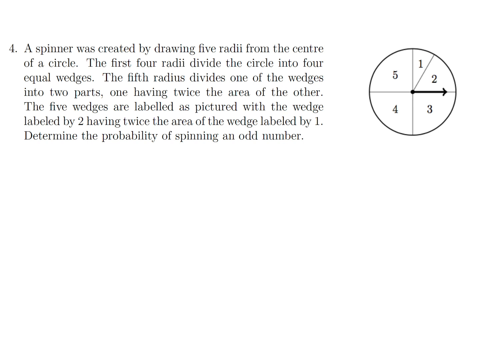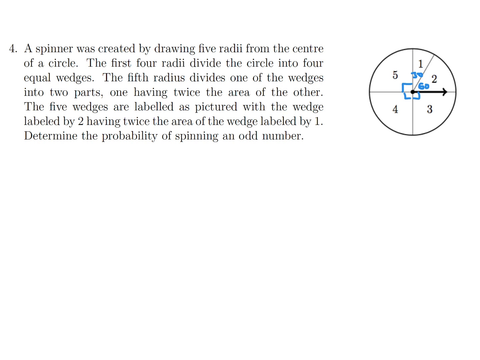Okay, I think we'll have to work with angles. So this is obviously 90 degrees, this is obviously 90 degrees, and that's 90 degrees. If 2 is twice the area of 1, then that means this would be 60 degrees, and this little guy in here would be 30 degrees. And I think that's pretty much all there is to it.